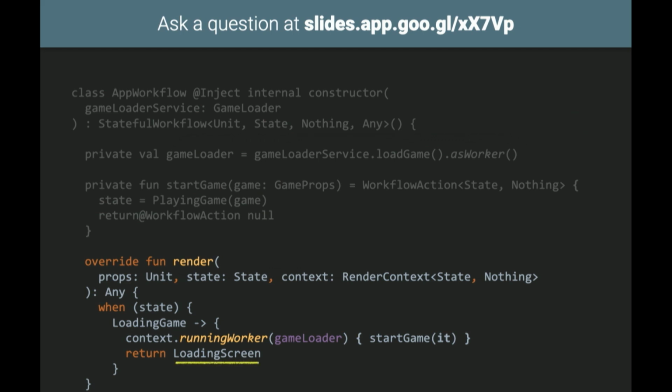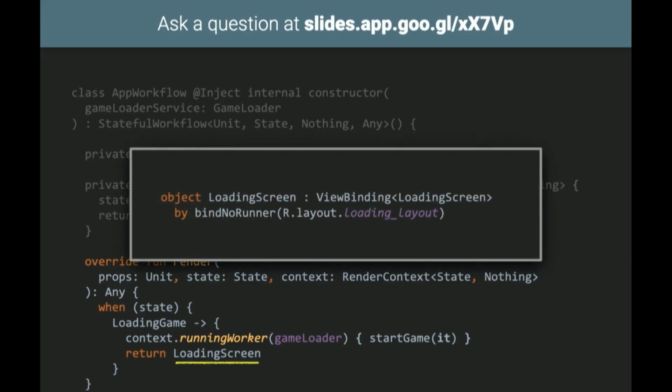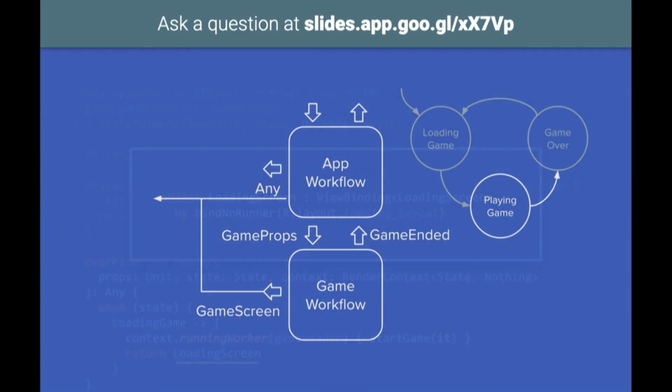So this loading screen, it's analogous to the hello workflow rendering we saw before, but the implementation is much simpler. Since there's no actual data to render on the screen, we can just call this bind no runner method, and all we need is the actual screen type and the XML layout. We don't need to have a layout runner anywhere. So it's a lot simpler. So that's the entire loading game state.